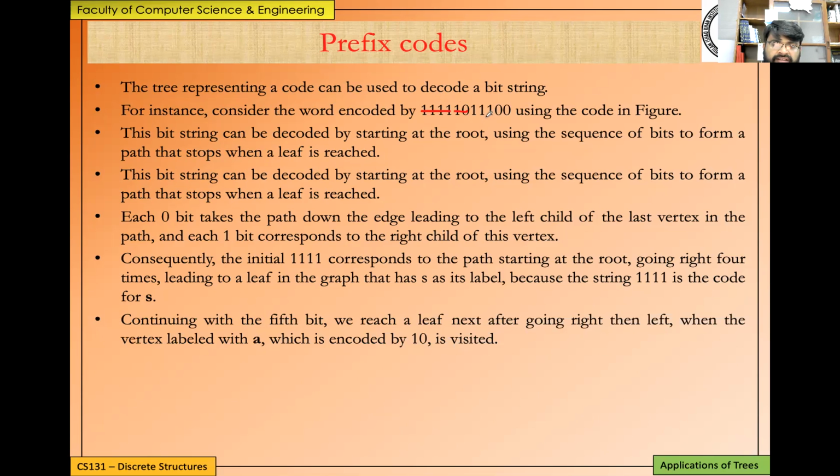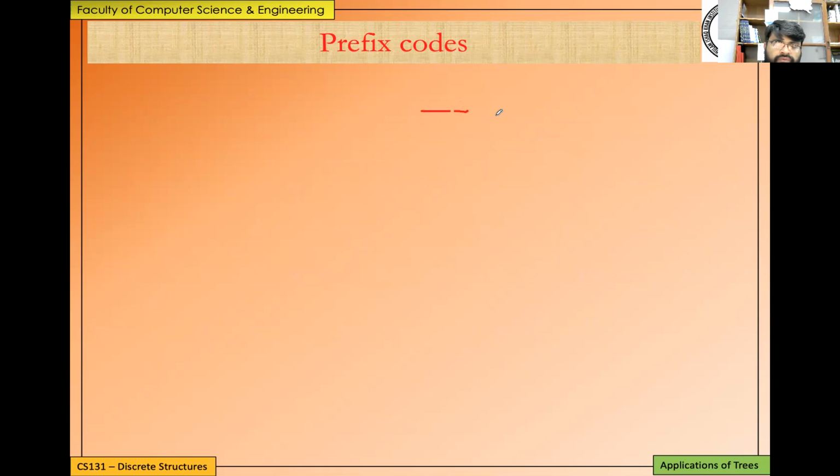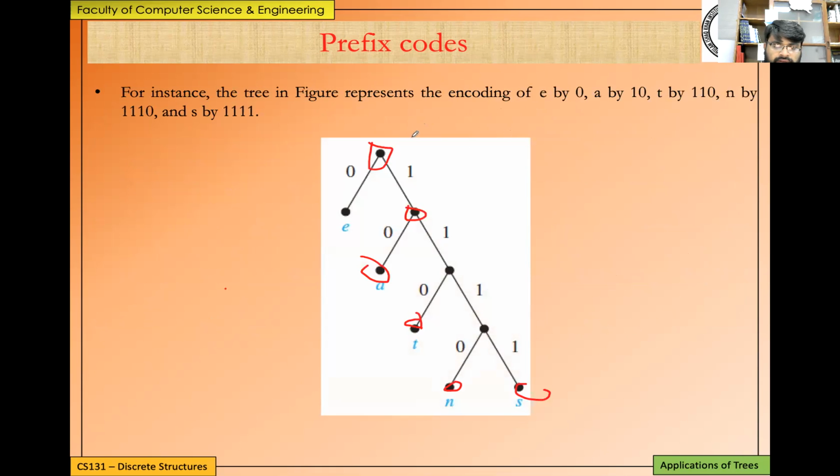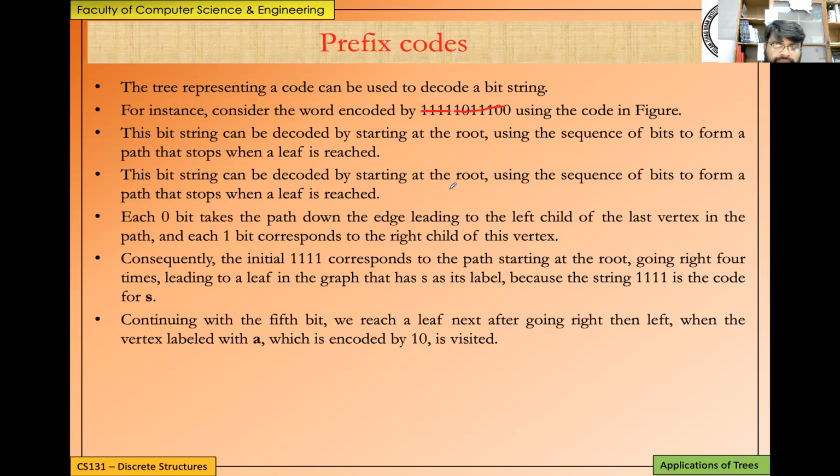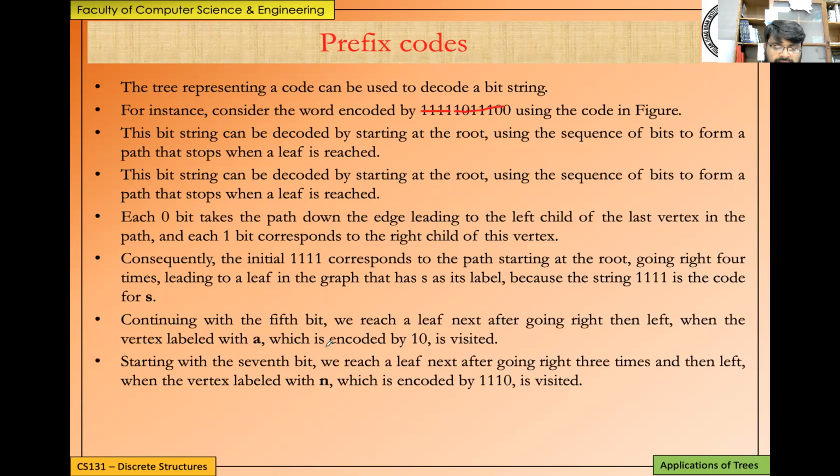So now we are left with 1110, and 1110 is the code for N, right? So again, you can use these 4 bits, and now you have reached the point N. And finally, this is basically S, A, N.